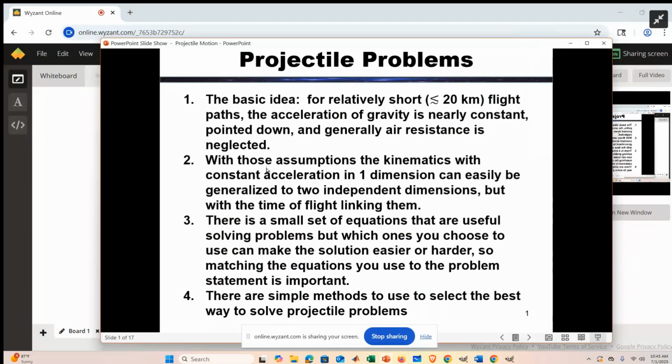The basic idea is how it flows from one-dimensional kinematics to 2 dimensions, and focus on the fact that there's a small set of equations that are useful, but choosing the right one is very important for being able to solve a problem quickly and accurately on a test or in any situation. But the good news is there are very simple methods to use to select the best way. With a little bit of practice, you can get these.